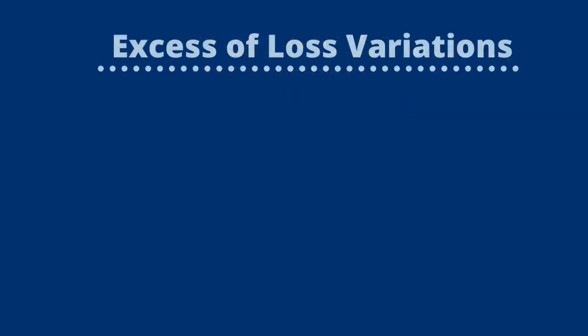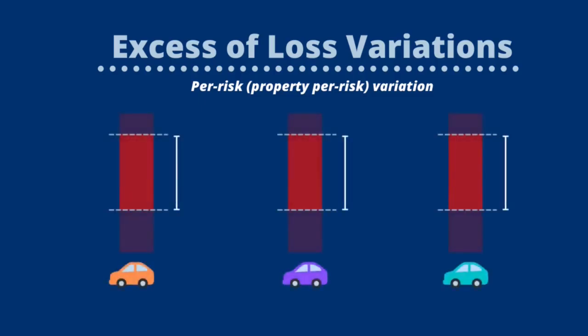Now that you know the basics of how excess of loss reinsurance works, let's go over some of the most common types or variations of excess of loss reinsurance. The first variation is called per-risk reinsurance, or property per-risk reinsurance, since it's typically used for property coverages. In this variation, the attachment point and reinsurance limit apply separately per loss and per risk or loss exposure.